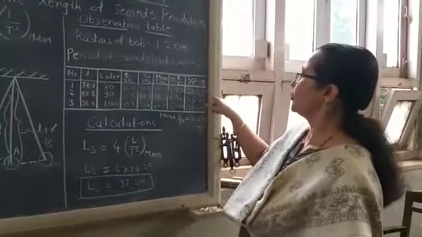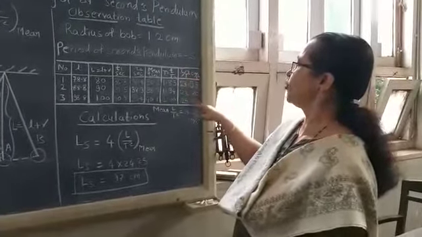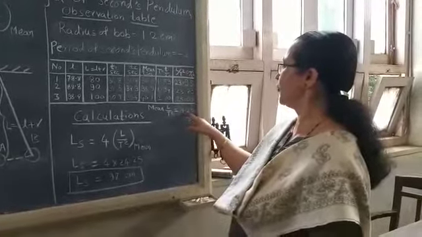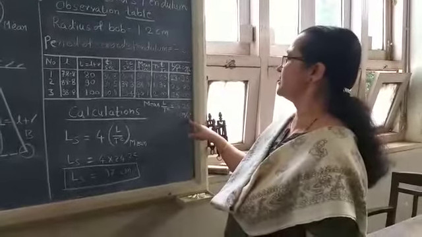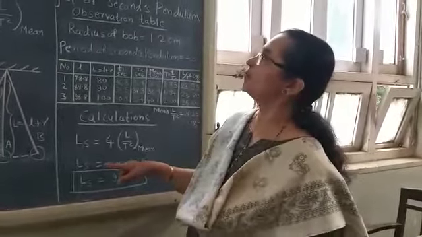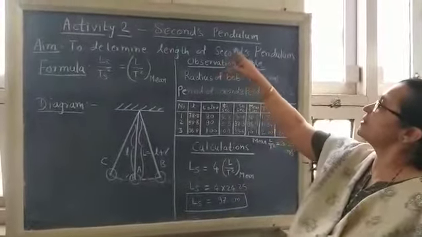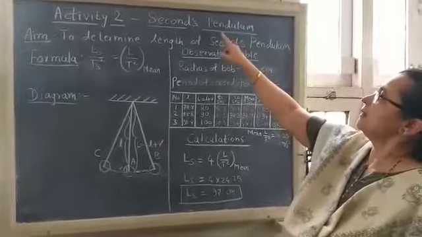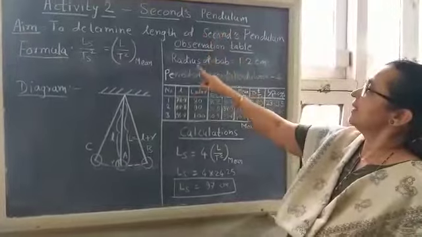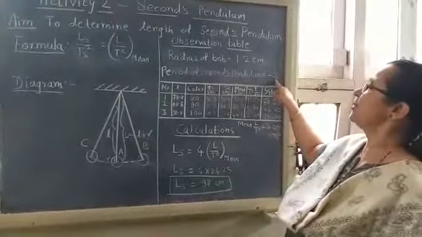Now we take the average of these because the ratio L by T square is constant, and the average of all these comes out to be 24.25 centimeter per second square. Now the formula for the length of a seconds pendulum. What is a seconds pendulum? A seconds pendulum is a special type of simple pendulum, and we have to find out its length, but it is given that the period of a seconds pendulum is 2 seconds.